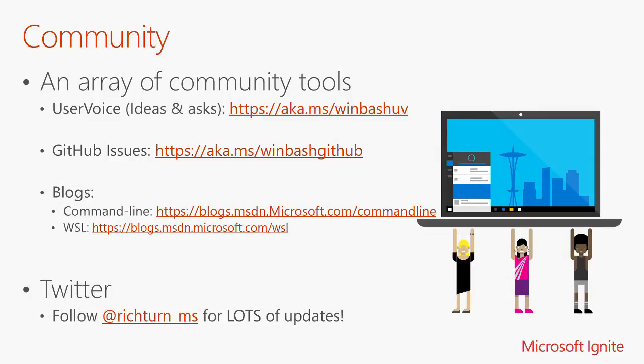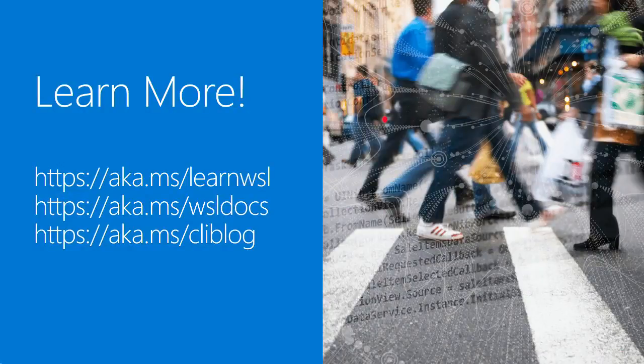There's an array of community tools. User Voice is echo.ms/winbashuv. GitHub issues are winbashgithub. For the blogs, there's a command line blog, and then there's a specific Windows Subsystem for Linux blog. Follow Rich Turner on Twitter for lots of updates. He's basically the program manager in charge of this. So if you want to talk to someone in charge of this feature, this is the guy to talk to, and he is really responsive to comments and to constructive criticism. You can learn more at these addresses: learn Windows Subsystem for Linux, WSL docs, and CLI blog.